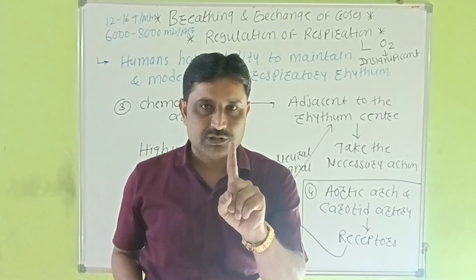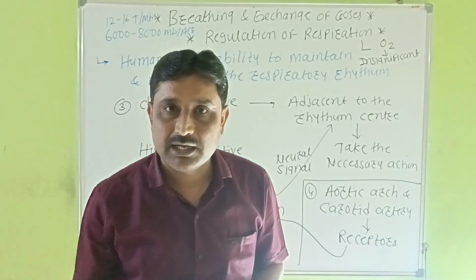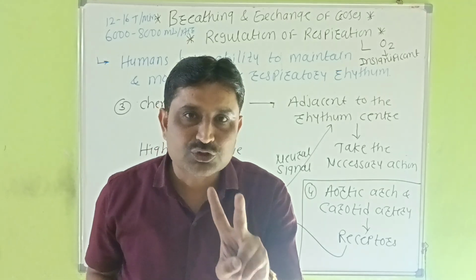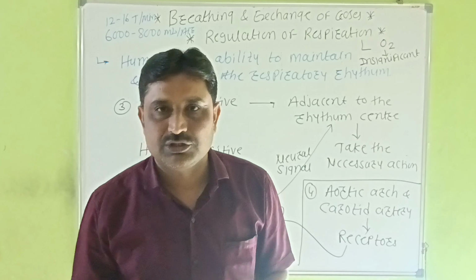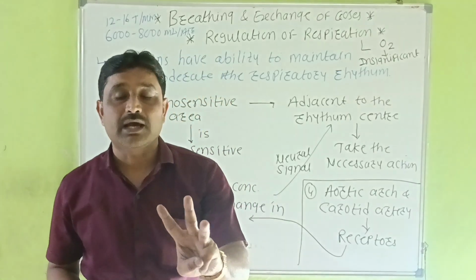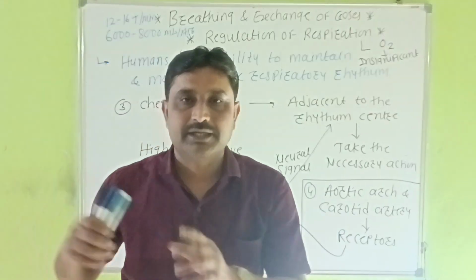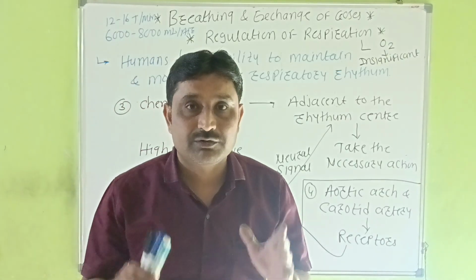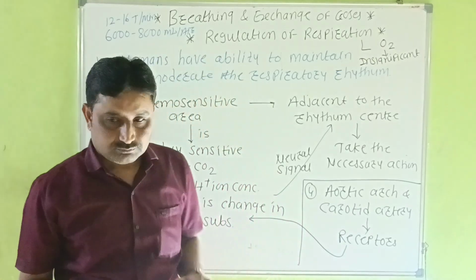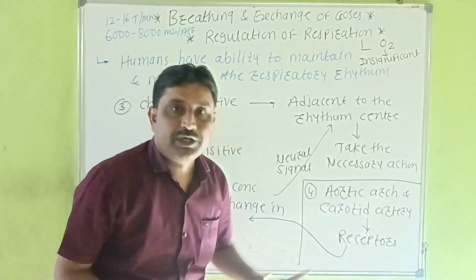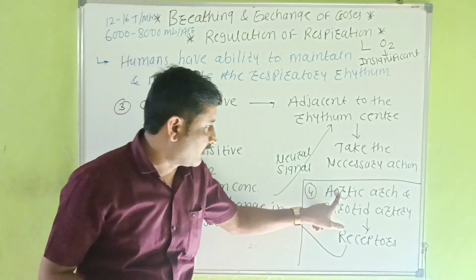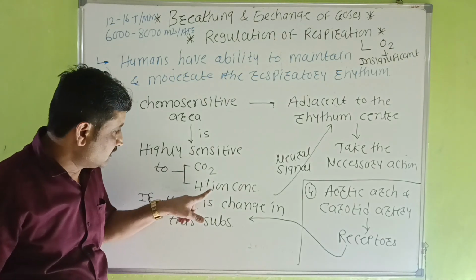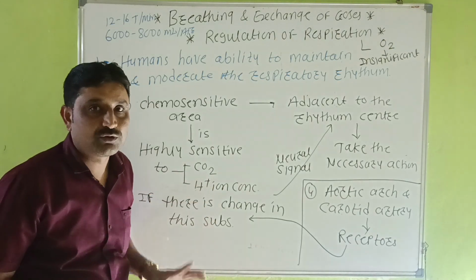कौन से? Special center, respiratory rhythm center. कहाँ है? Medulla. Then another center that is pneumatic center. कहाँ है? Pons region. Then chemosensitive area. कहाँ है? Adjacent to the respiratory rhythm center. And then receptors associated with carotid artery and aortic arch. These also, means aortic arch and carotid artery and chemosensitive area, these are sensitive to CO2 and hydrogen ion concentration.